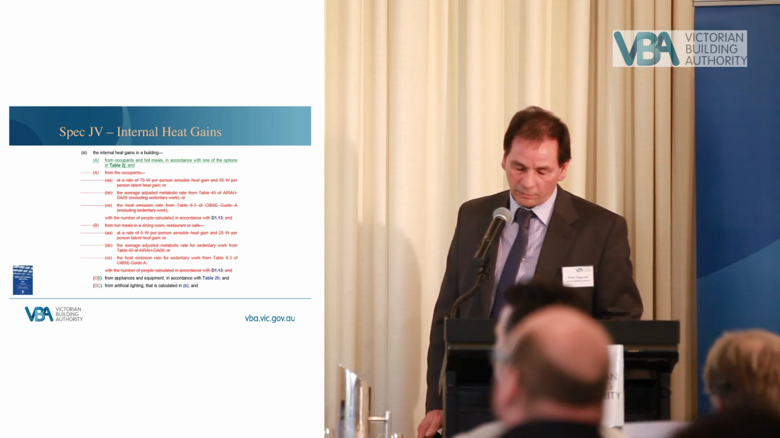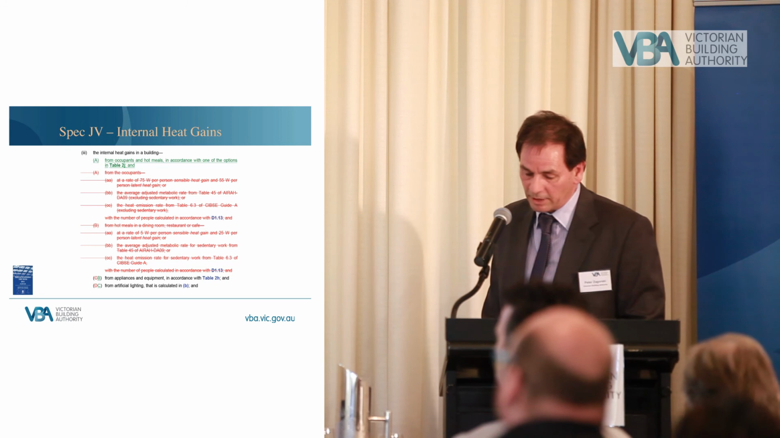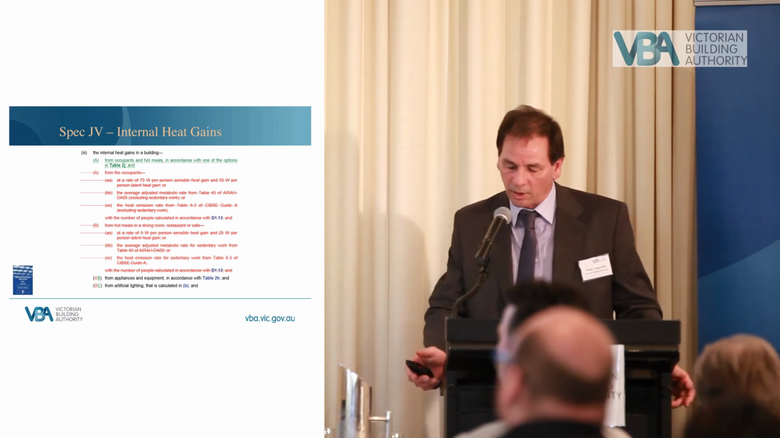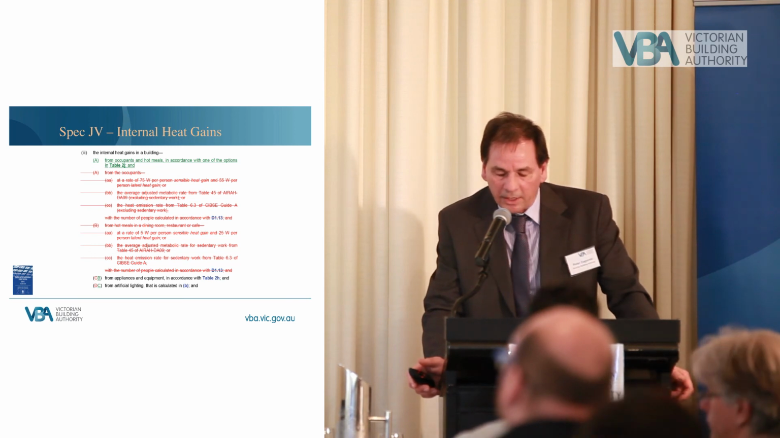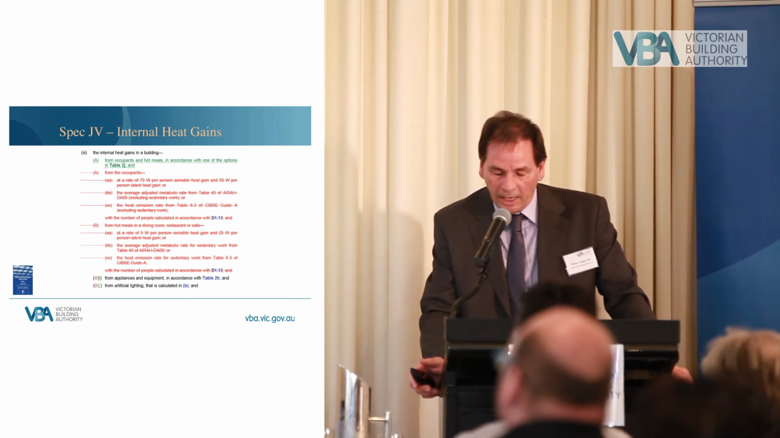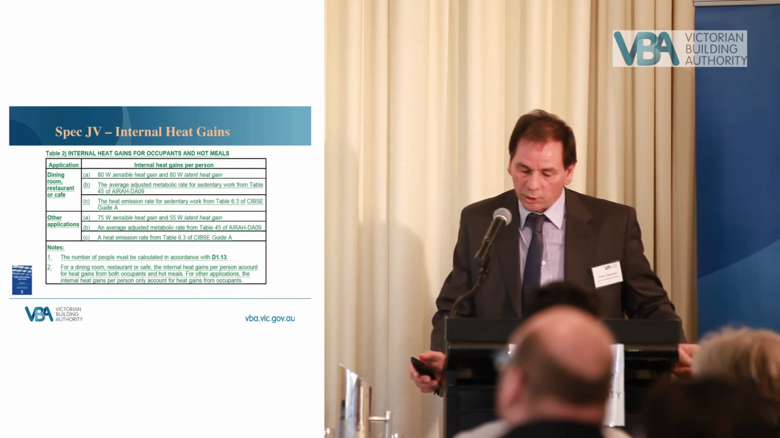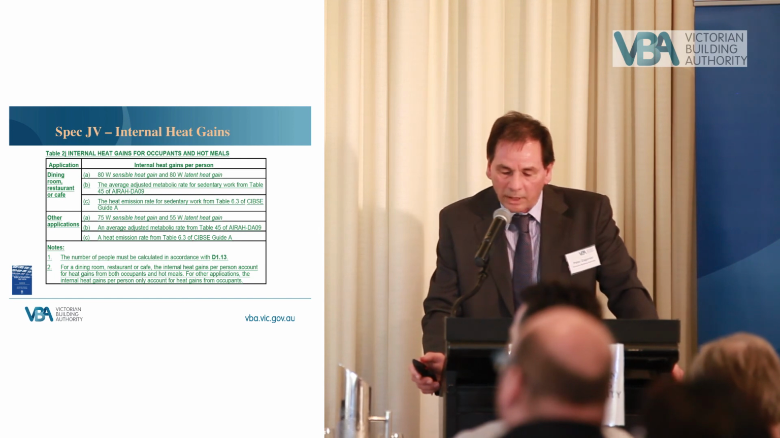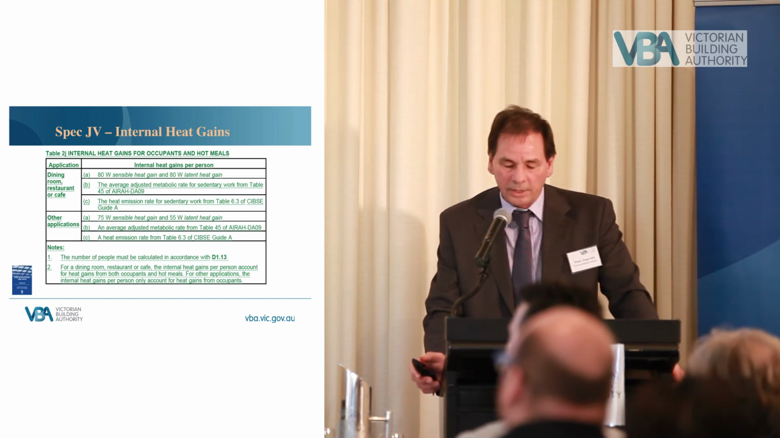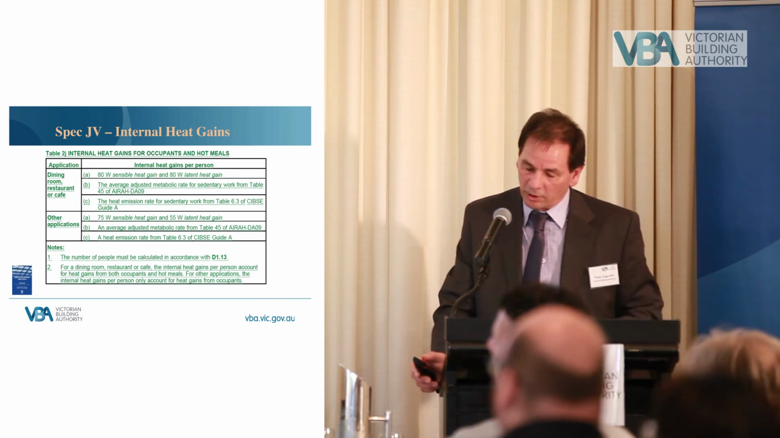The previous structure of clause 2B3 in Specification JV allowed for double counting of the heat gain allocations for hot meals in dining rooms, restaurants and cafes. To rectify this, clause A3 has been amended and a new Table 2J has been inserted. This table replaces the previous sub-clause in Specification JV for internal heat loads from occupants and hot meals.